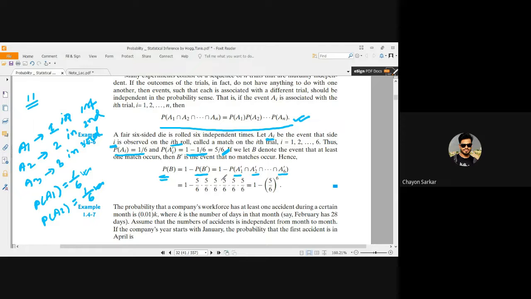Okay, no match. So we know that the probability of no match is what? 5/6. Just put 6 times 5/6, so 1 minus 5/6 to the power 6.